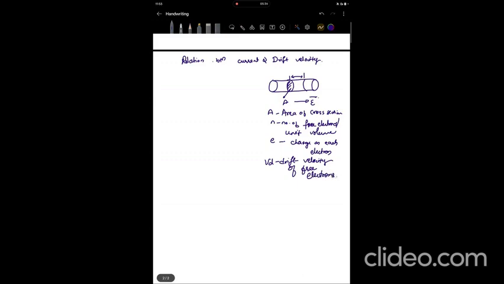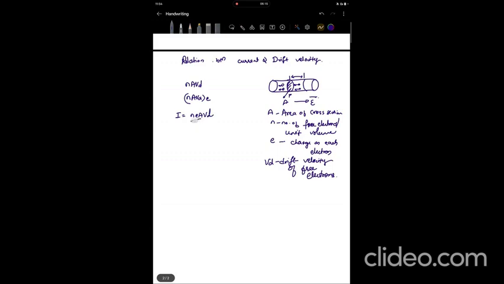In 1 second, all these free electrons within a distance of Vd to the right of the cross section at P will flow through the cross section at P, as shown in the figure. This volume contains NAVd electrons and charge NAVd times e. So I can represent this as current I equal to NeAVd.